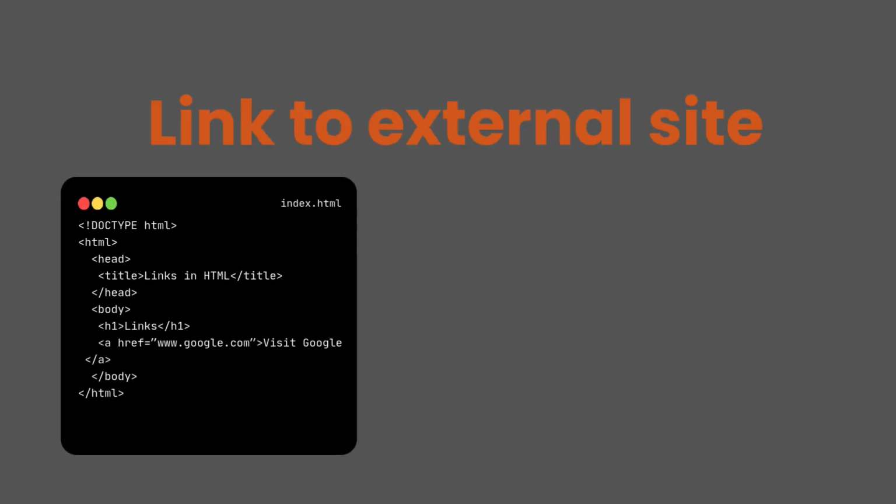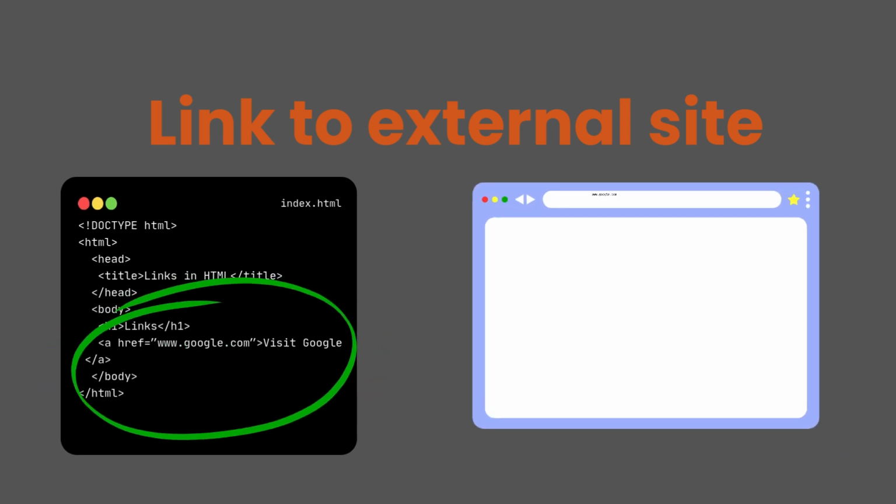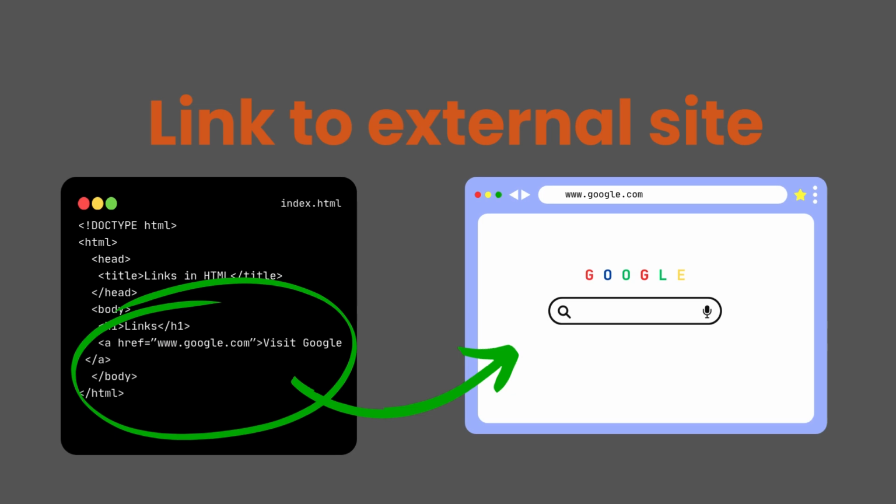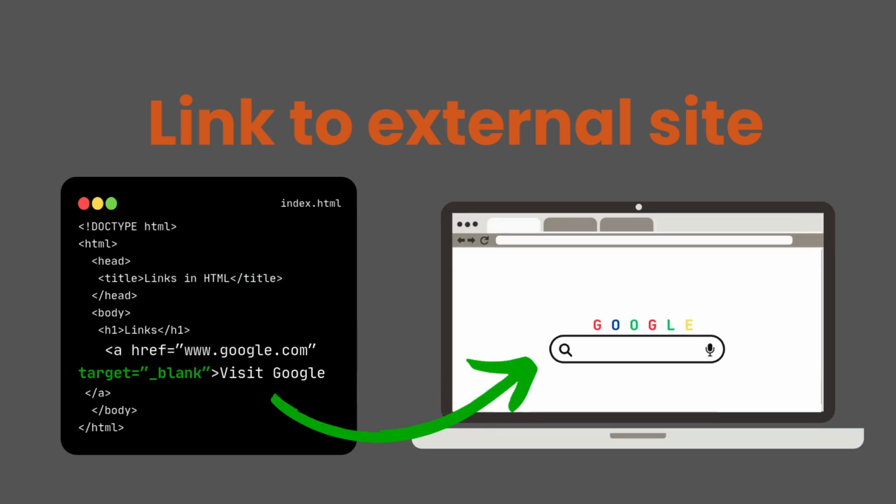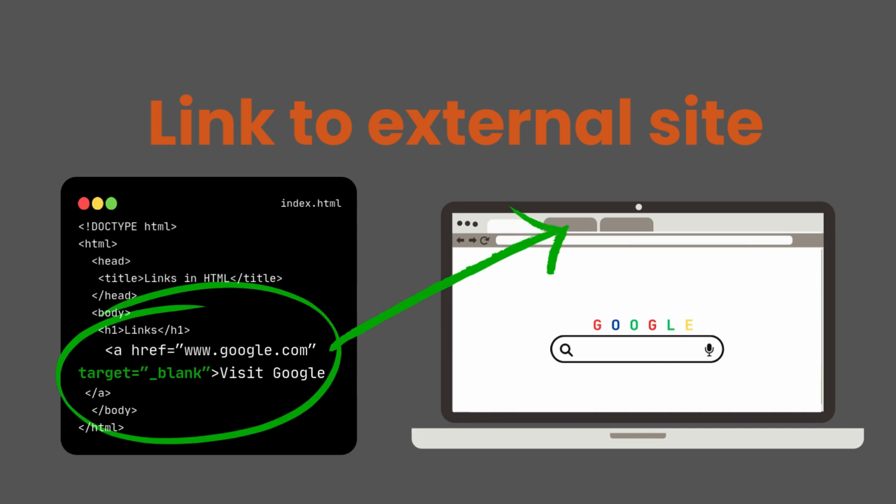Here's how to link to an external website, like your favorite site. This link will take you to google.com when you click on it. If you want to open it in a new tab, use the target blank attribute. This way, the link opens in a new tab and the original page stays open.